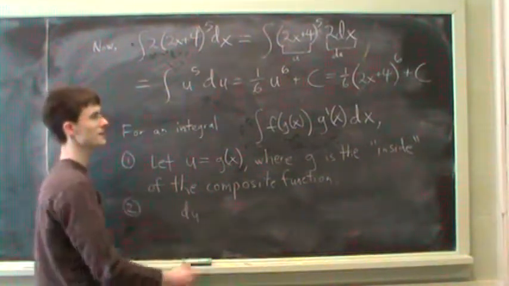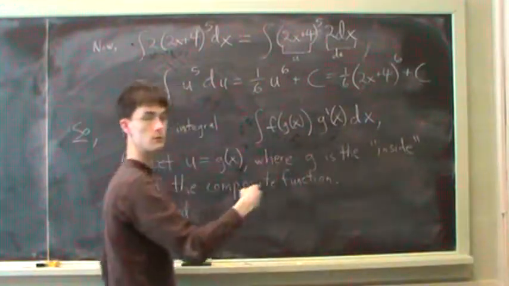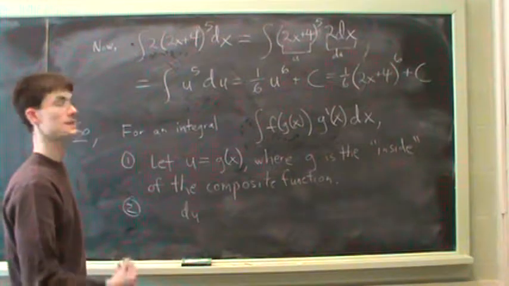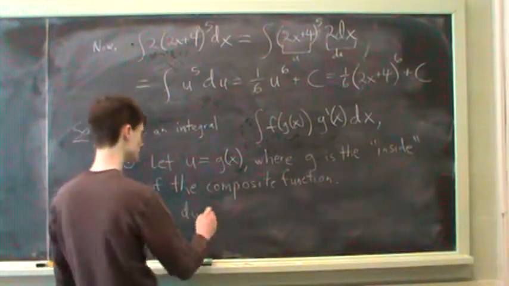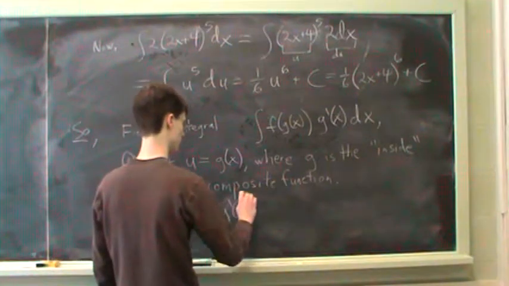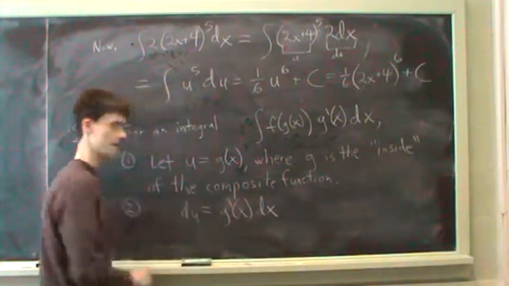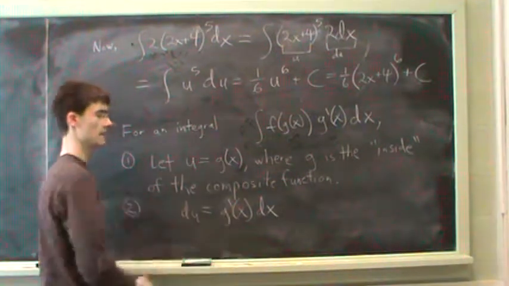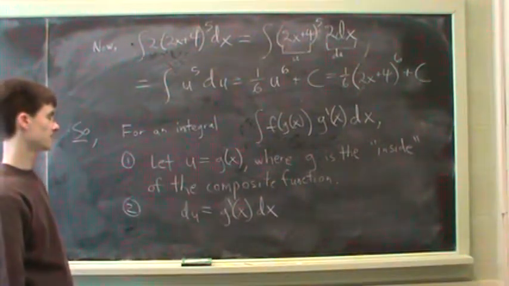And then, to fully replace all the x's and dx's with u's and du's, we need to figure out what du is in terms of x and dx. And du, the differential du, is going to be g prime of x dx. So basically we just have to differentiate this function g.